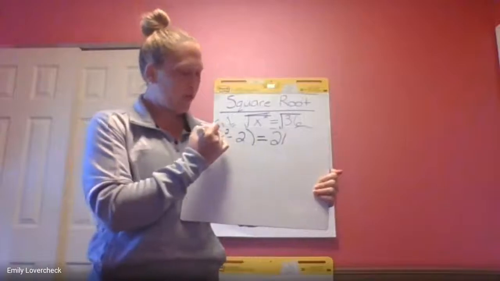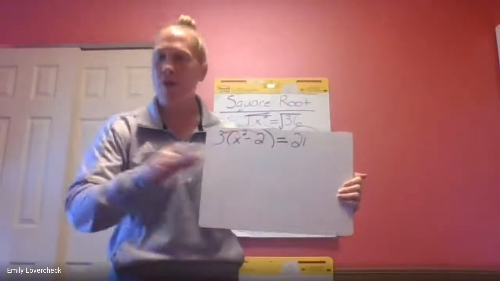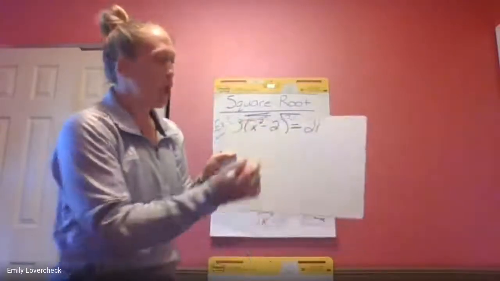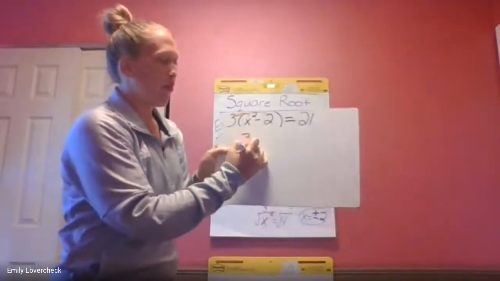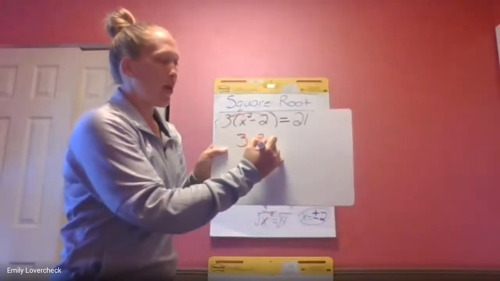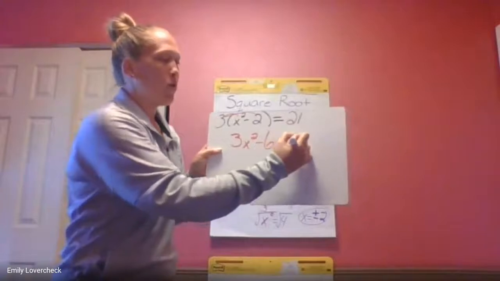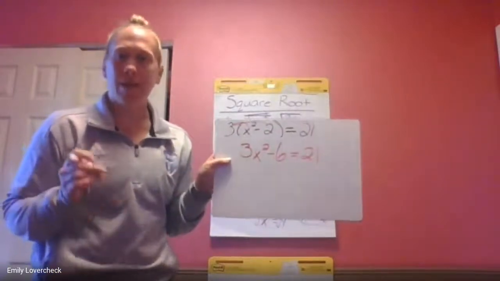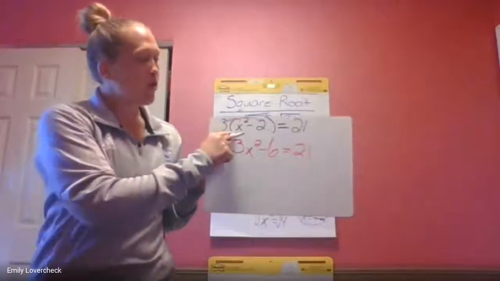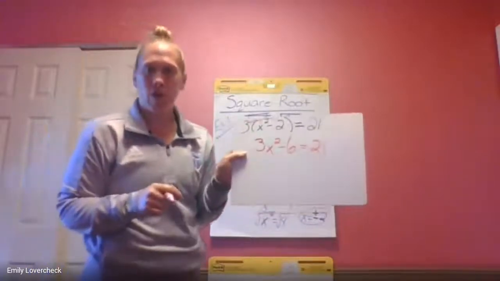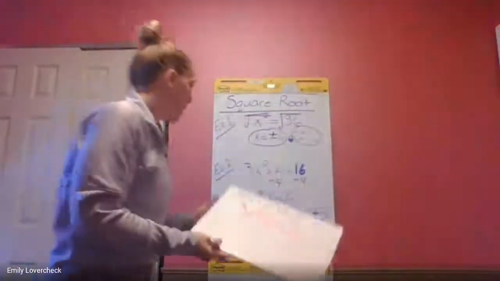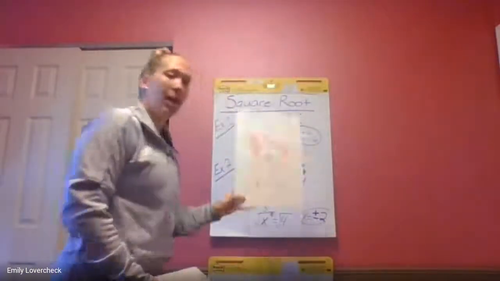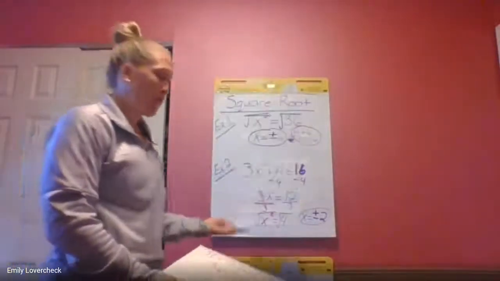So first thing I'm going to do, you see a 3, you'll want to distribute. Beautiful, let's distribute that 3. So I end up with 3x squared minus 6 equals 21. Remember to distribute the 3 to both terms in that binomial. Then from here, it is exactly like the process we did on this problem here before.